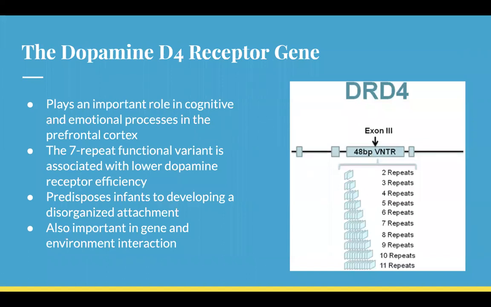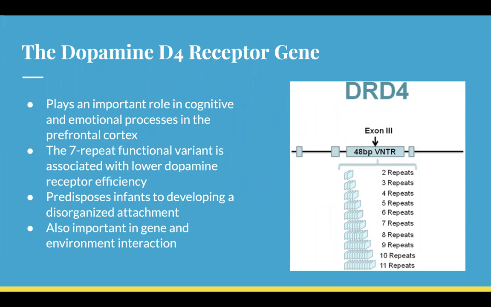And then the next gene that I talked about earlier is the dopamine D4 receptor gene. And this gene plays a really important role in cognitive and emotional processes in the prefrontal cortex. And so the 7 repeat functional variant is associated with lower dopamine receptor efficiency. And so this functional variant is the one that tends to show the differences in attachment security.